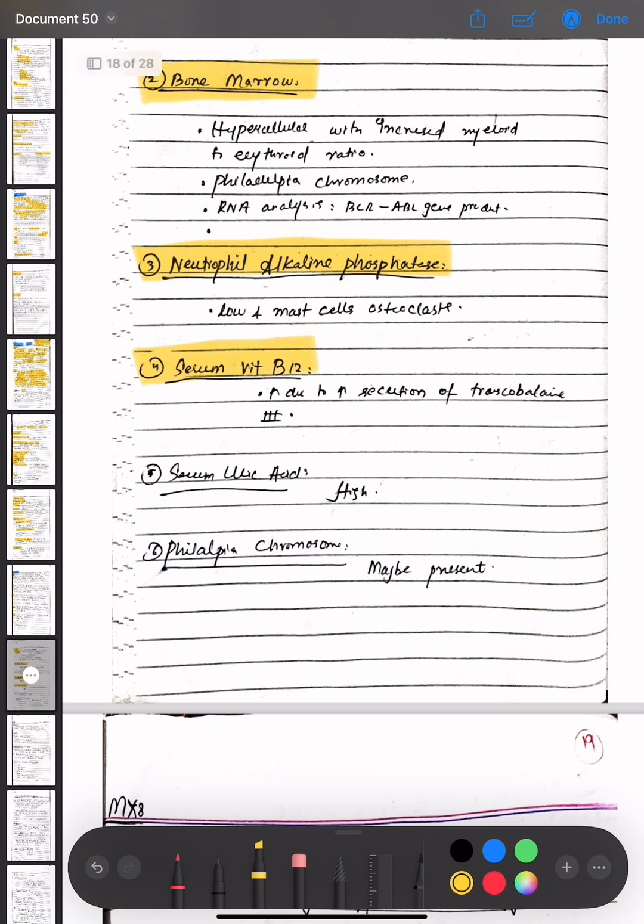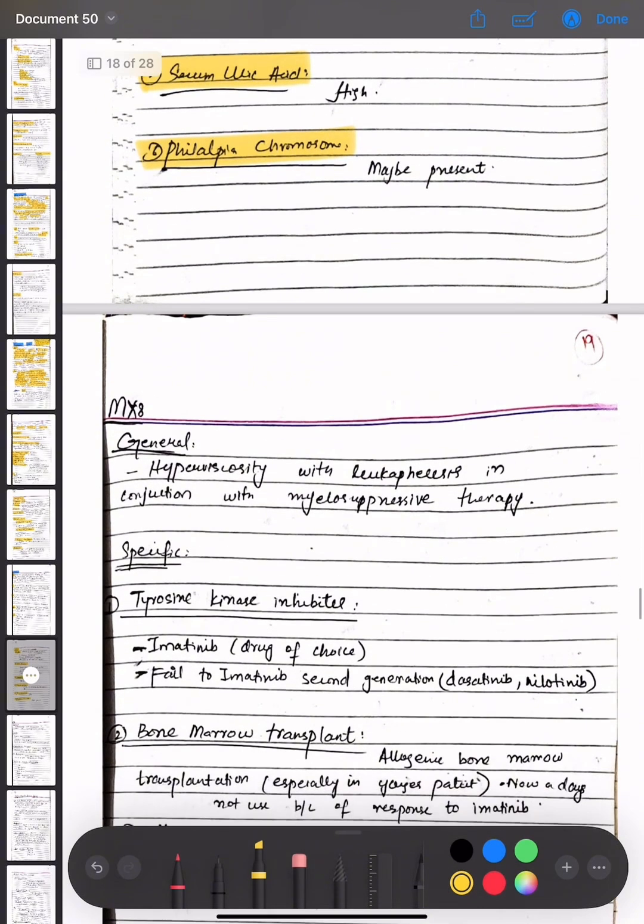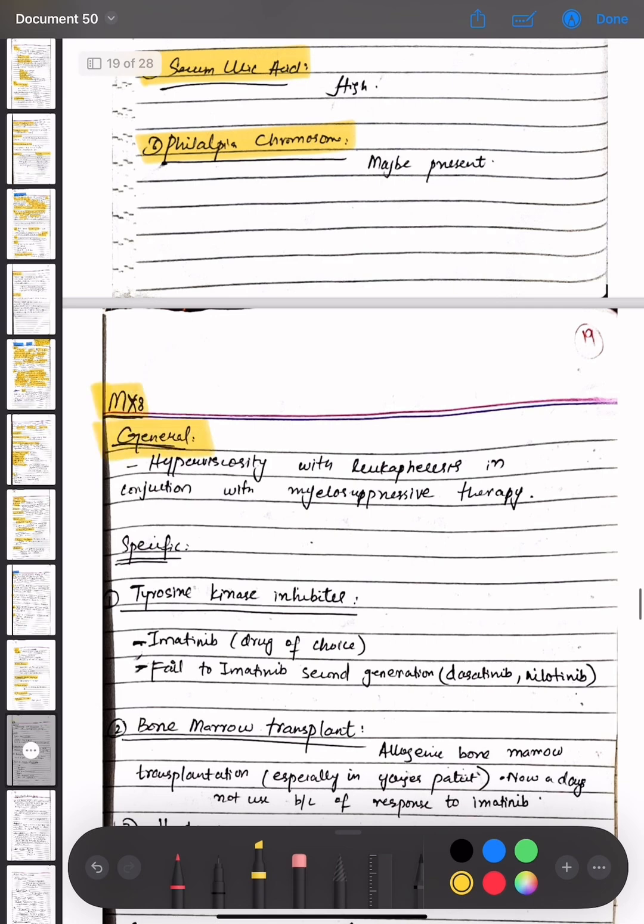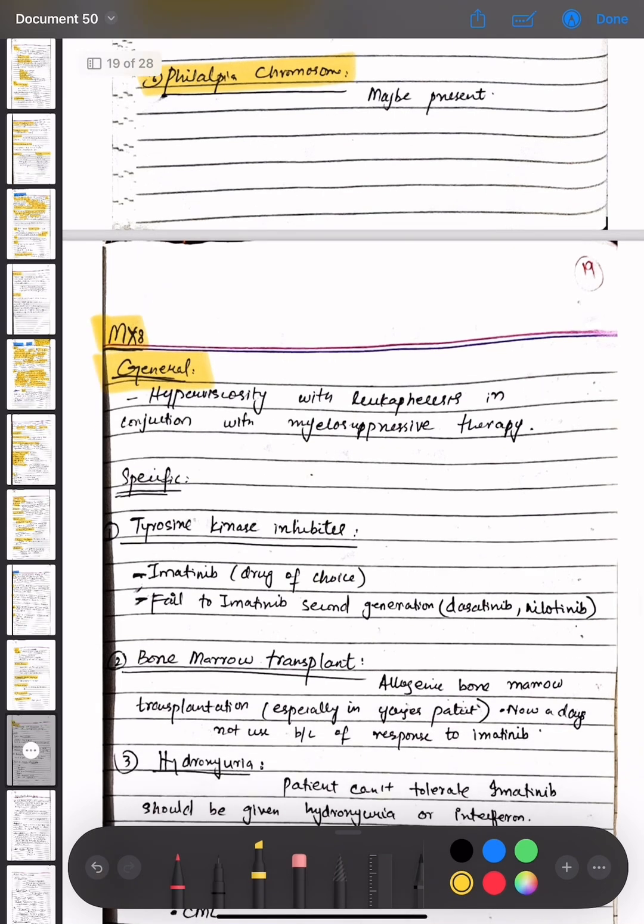Serum vitamin B12 is done, which is increased due to increased secretion of transcobalamin 3. Serum uric acid is high, and Philadelphia chromosome may be present. The management options are general, which are hyperviscosity management with leukophoresis in conjunction with myelosuppressive therapy.